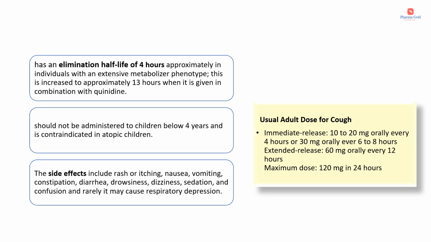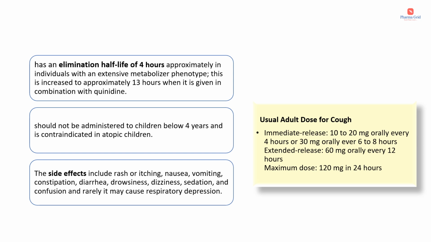The elimination half-life of dextromethorphan is approximately 4 hours in individuals with an extensive metabolizer phenotype. This is increased to approximately 13 hours when it is given in combination with quinine. This drug should not be administered to children below 4 years and it is contraindicated in atopic children. The side effects of this drug include rash or itching, nausea, vomiting, constipation, diarrhea, drowsiness, dizziness, sedation and confusion, and rarely it may cause respiratory depression. So this is one of the advantages of dextromethorphan. It rarely causes respiratory depression.